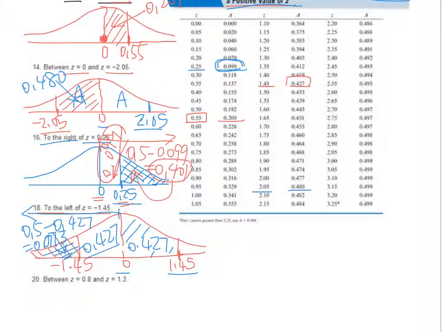I'm going to answer here. The area is going to be 0.073, which is right here. This region, as we just answered, is 0.073.